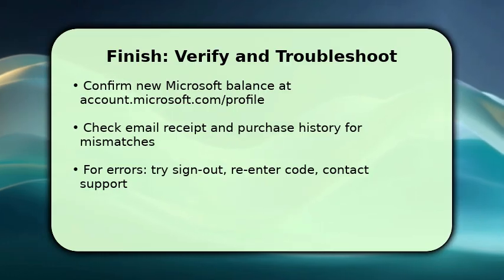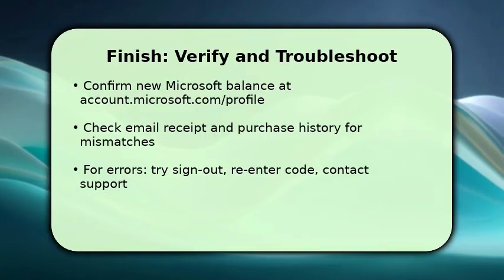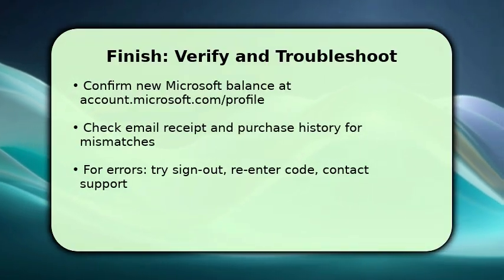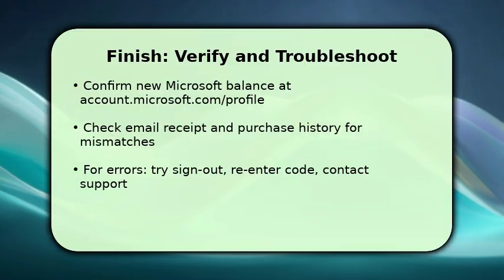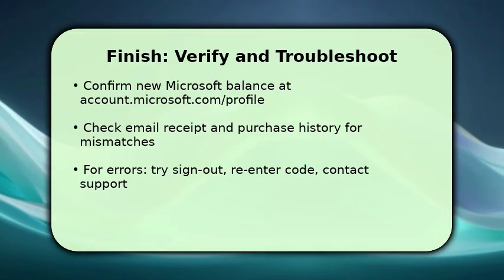If something goes wrong, like an invalid code or region mismatch, sign out, sign back in, and carefully re-enter the code. If issues persist, contact Microsoft support with your receipt and card details. They can trace redemptions.